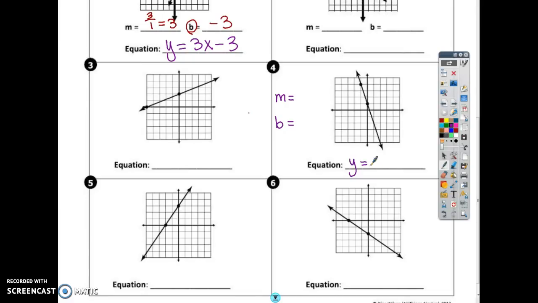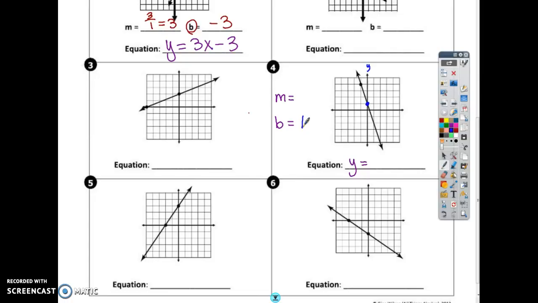Okay? So what's the first one that we're going to find? The b, the y-intercept. Okay, so we're looking on the y-axis. Wherever it crosses the y-axis, what number is that? What number is that? 1. That is a positive 1. So my y-intercept, my b, is positive 1.